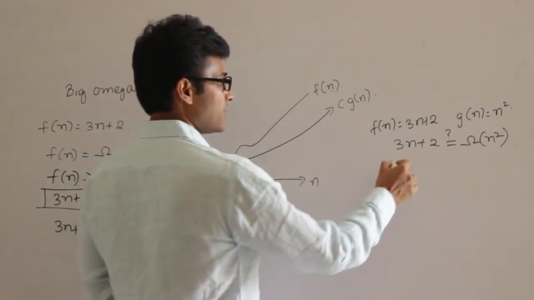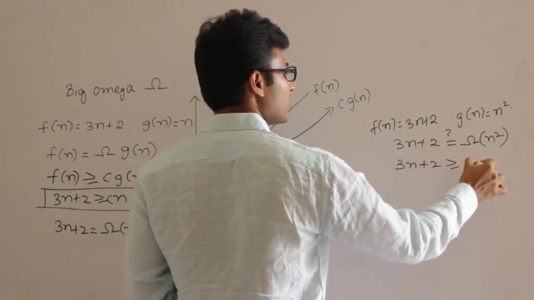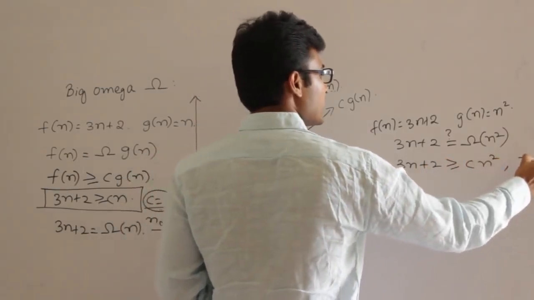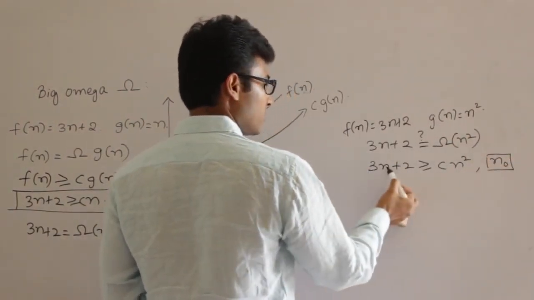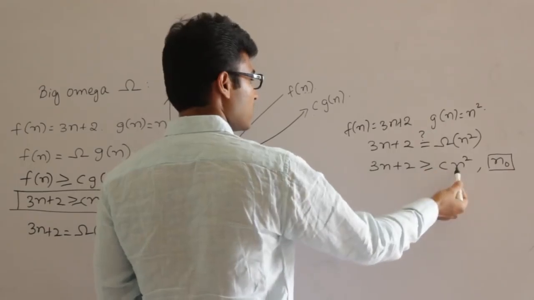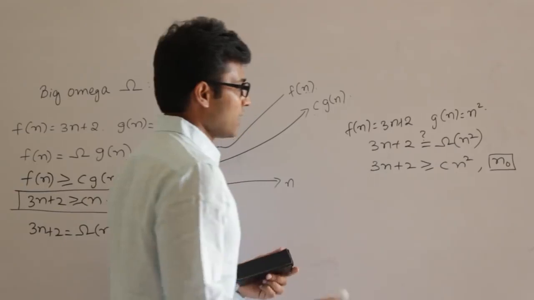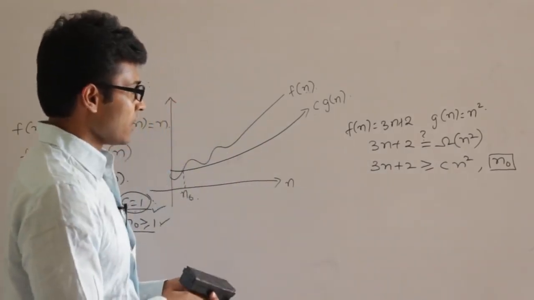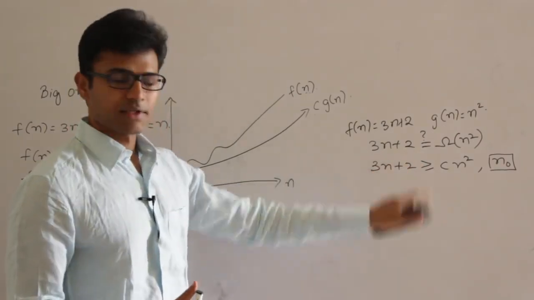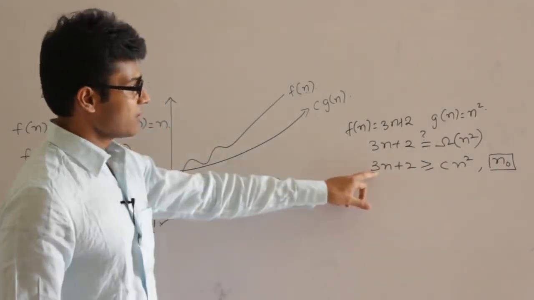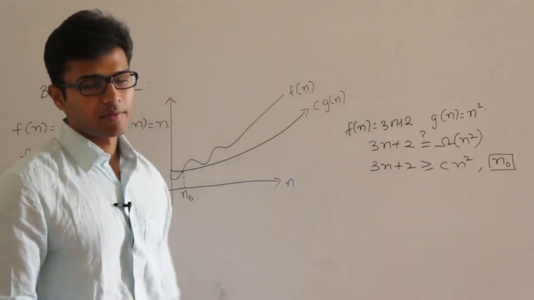Then what should happen is 3n plus 2 has to be greater than or equal to c into n square for some value of n naught, which means after some value of n, this condition should always be satisfied after n naught. Then can you find such a c? It turns out that we cannot find such a c for which this condition can be satisfied, which means 3n plus 2 can never be lower bounded by n square, but it can be upper bounded by n square.